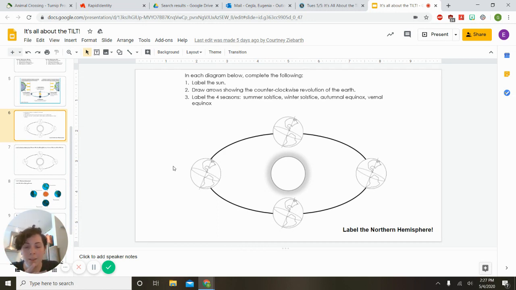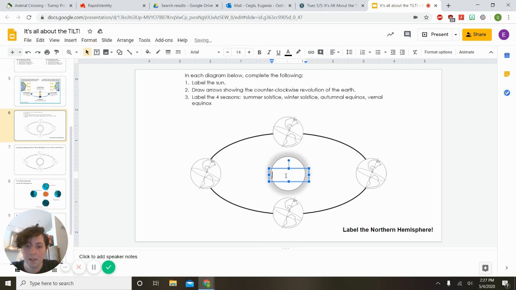So my number one thing when you're doing this assignment is please, please, please make sure you know what hemisphere you're in. So on this very first one, we are labeling in the northern hemisphere. Okay, so we're going to label the sun. You guys are doing this on Notability, so you'll be able to just write it nicely. I'm going to label this as the sun.